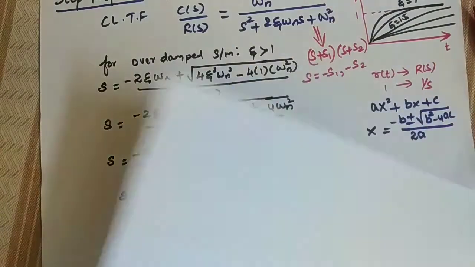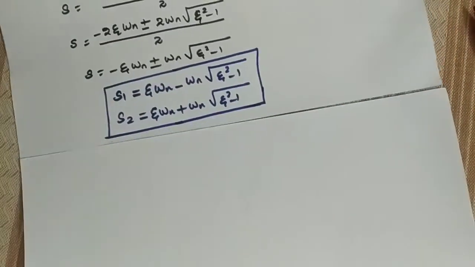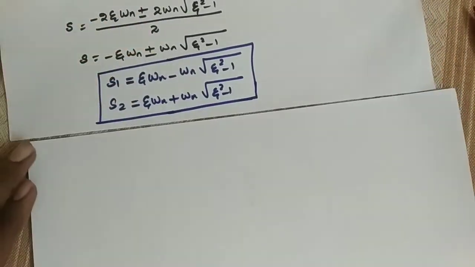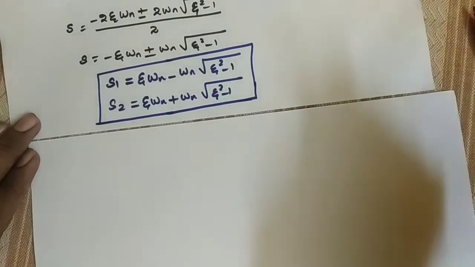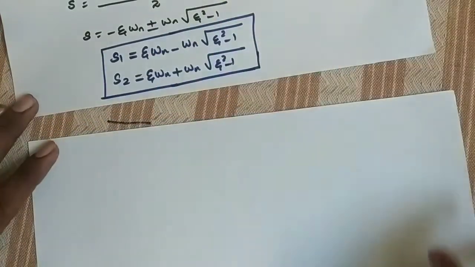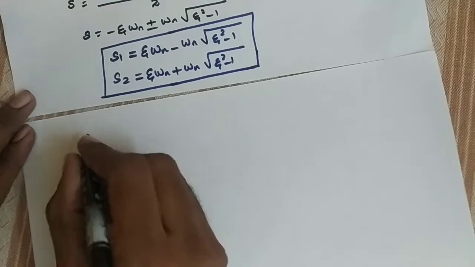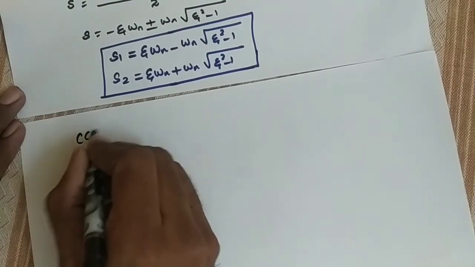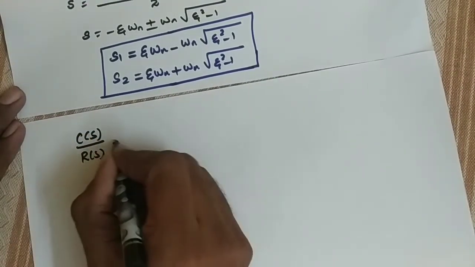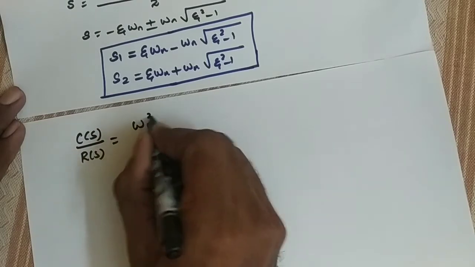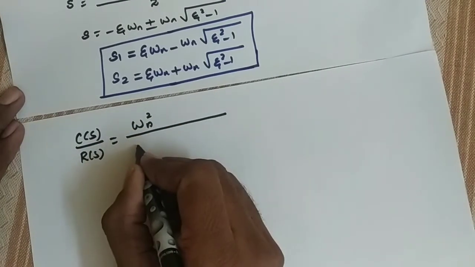So now we need to rewrite the closed loop equation such as C of s divided by R of s is equal to omega n square divided by what?